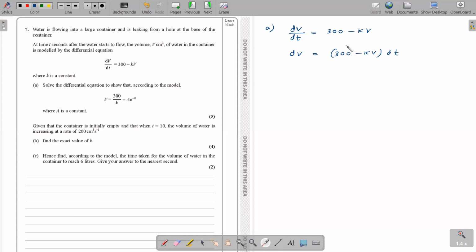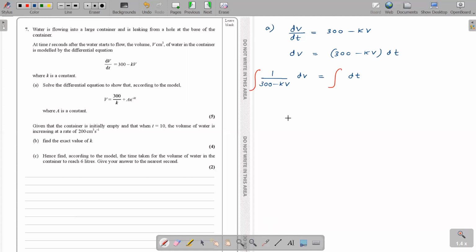So in that case, because there is a v term in 300 minus kv, I cannot individually move only the kv, because of the multiplication. So I had to move the entire 300 minus kv to the other side as a division. So 1 over 300 minus kv with respect to v equals dt. Both of these sides we are going to integrate. This side integrates with respect to v, this side integrates with respect to t. Are you with me?